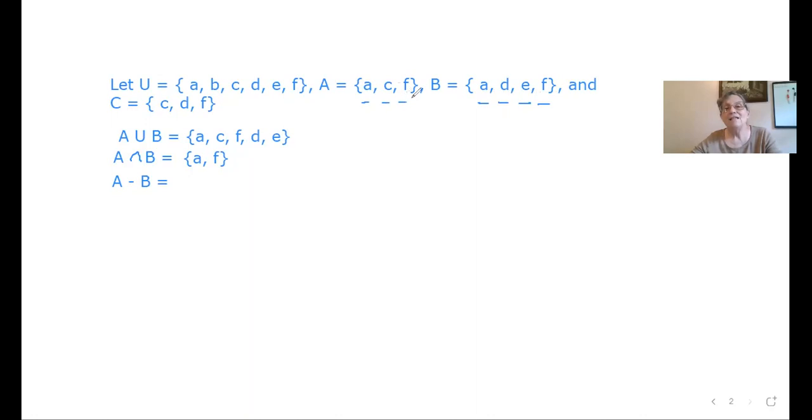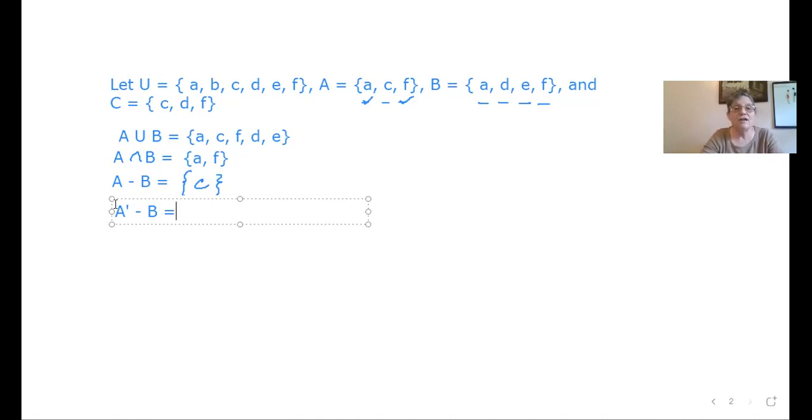So A minus B, set A, subtracting any elements that are also in set B, means we have to take out the a and the f, and that's going to leave only element c. So notice that the difference and the union and the intersection all result in three different things. What if we needed to do the complement of A minus B, not A minus B?